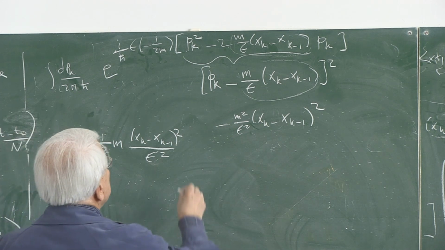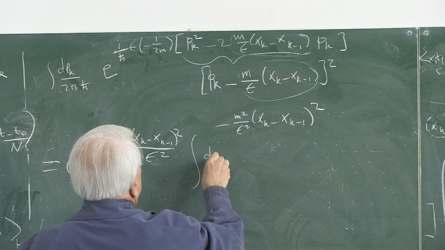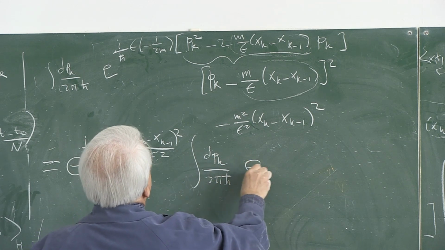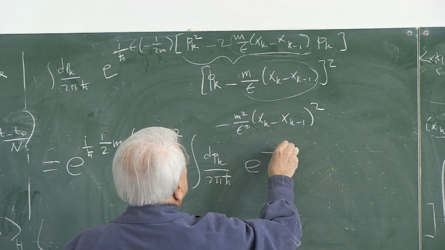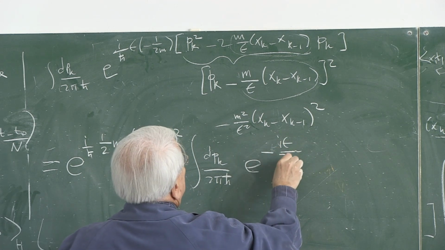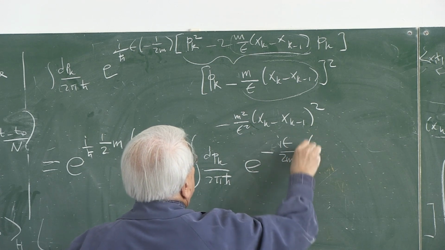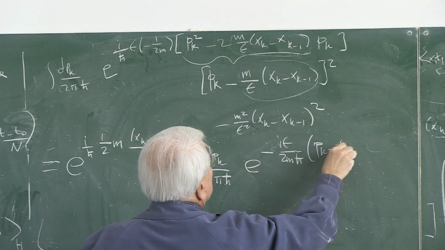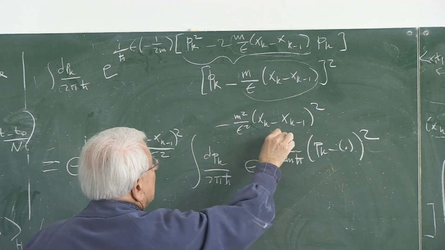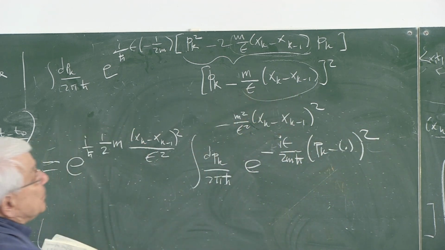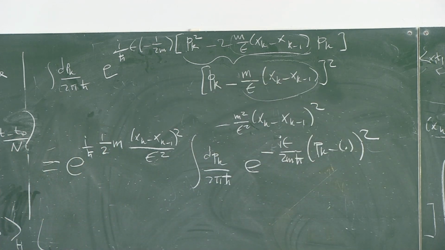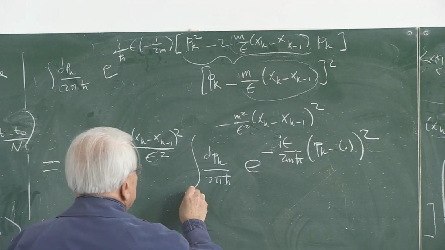What is left over inside is dpk divided by 2 pi h bar times e to the minus i epsilon divided by 2m h bar, pk minus something squared. I write something because I'm not interested, but I know what it is. That something is that expression. The integral is from minus infinity to plus infinity.